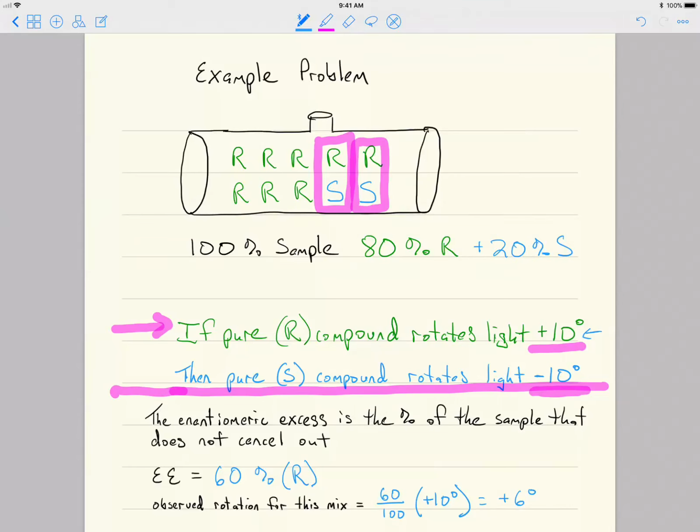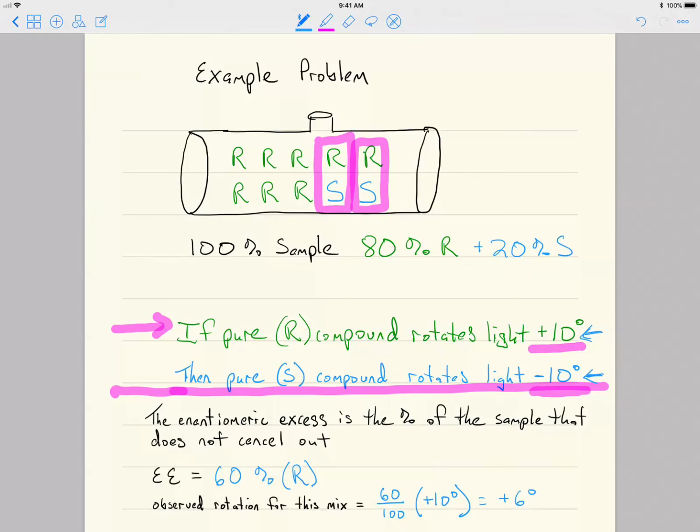So if you know how much of your sample did not cancel out and which one was in excess, then you multiply that percentage by what the pure compound would have rotated light, and you can figure out what this mixture will do. Now, let me also phrase it this way. If the S compound was in excess, then I would have used this number down here, but that's not what I had in this example. The R compound was in excess.